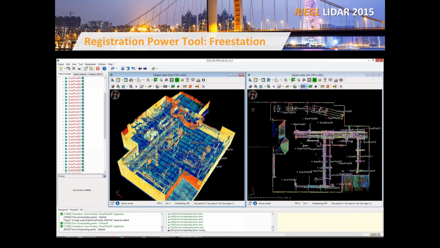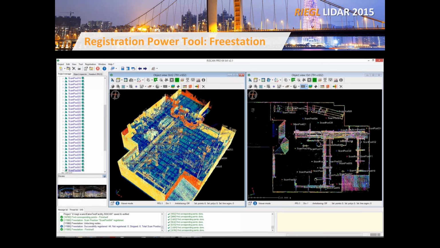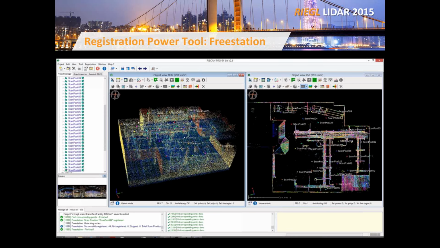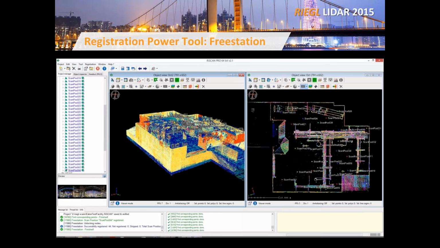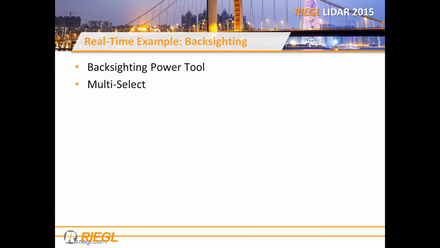They're watching. So this is about 1 minute, roughly 30 seconds to a minute. And, okay, it's 44, sorry. 44 scan positions are registered indoors using targets. So it's not fully automatic, but it's semi-automatic. So it just gives you some more flexibility. That's what the registration power tool is about.